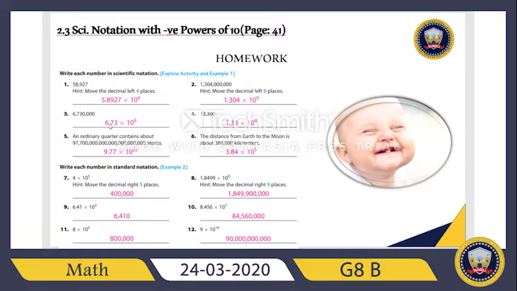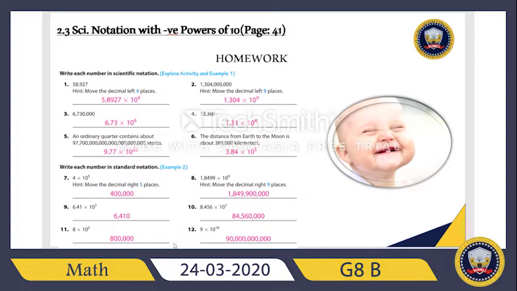Alright, the same for the other numbers. 6.73 times 10 to the power of 6. This is 9.77 times 10 to the power of 22, which is a huge number actually. Look, this is a number of atoms. So instead of writing this huge number, we're just going to write this small number. That's why we use scientific notation. Here in number 2, we have 1.304 times 10 to the power of 9. Here we have 1.33 times 10 to the power of 4. And 3.84 times 10 to the power of 5.